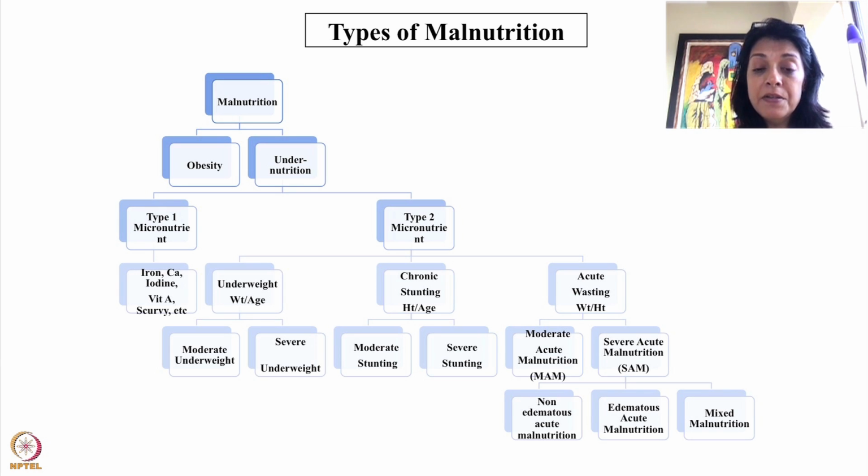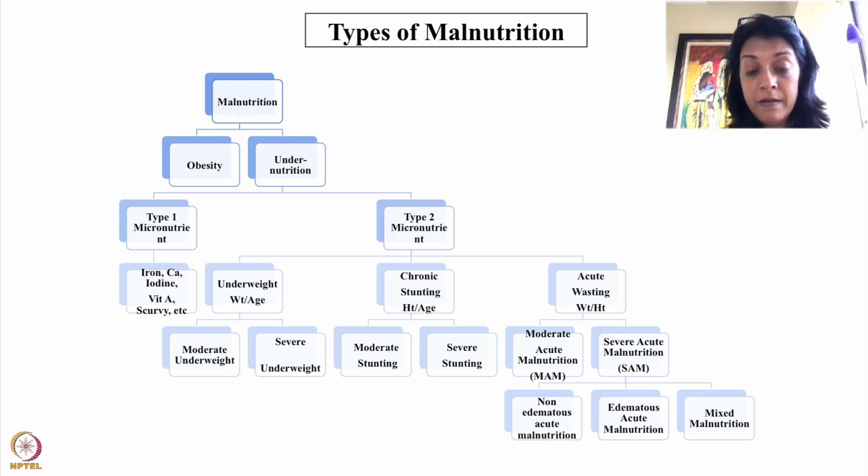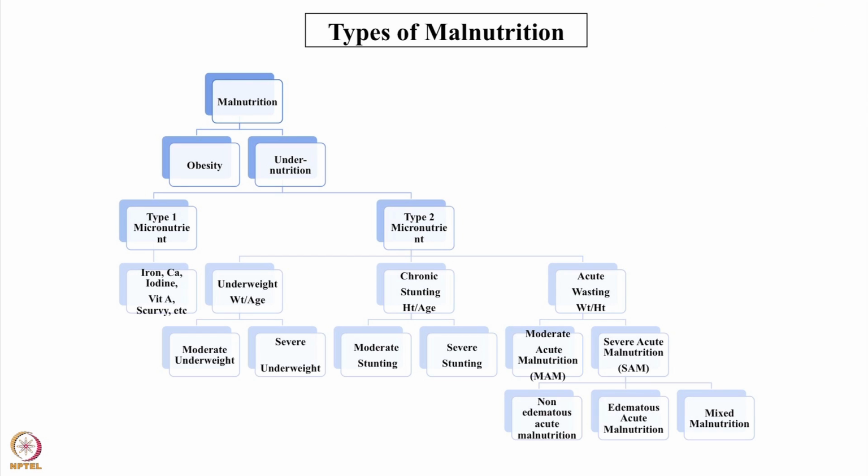SAM is divided into types. Sometimes the severely malnourished children have a lot of swelling in the body. When you press their feet, legs or hands, they have a lot of edema, pitting edema. Those children we call edematous acute malnutrition. Some children don't have edema, they look very thin. There is no edema. Those are non-edematous acute malnutrition. And sometimes you find children who have both edematous as well as non-edematous malnutrition. They have mixed malnutrition. Those are mixed SAM.